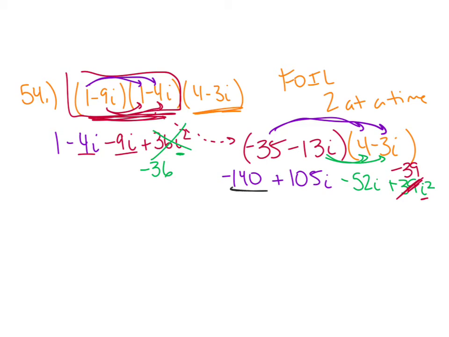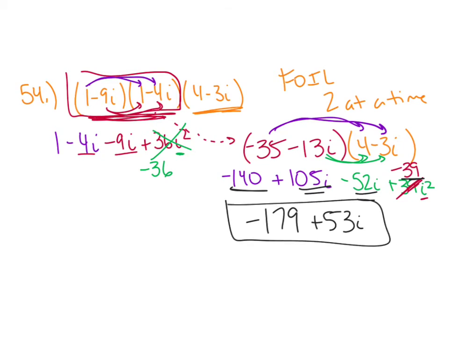So now I put my real friends with my real friends. Negative 140 minus 39 is negative 179. 105i minus 52i is plus 53i. And that's it for 54.